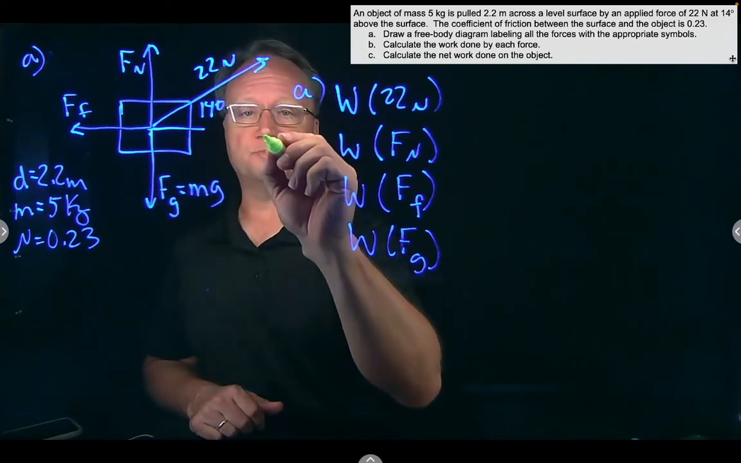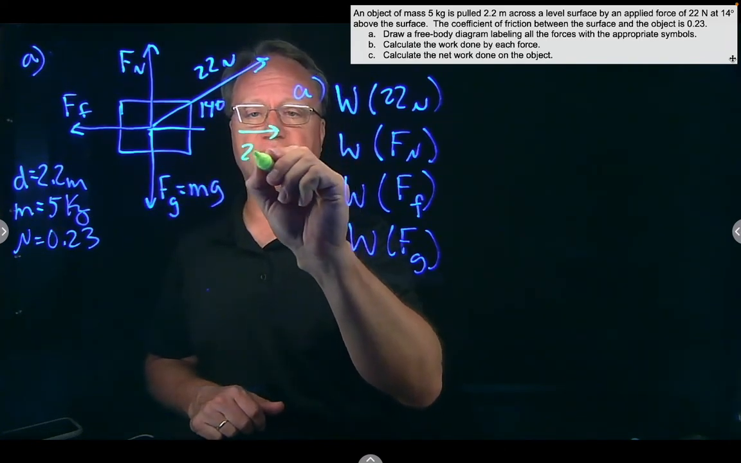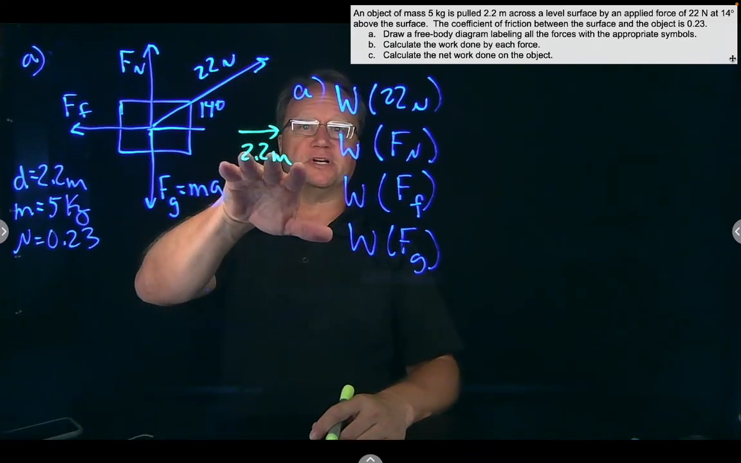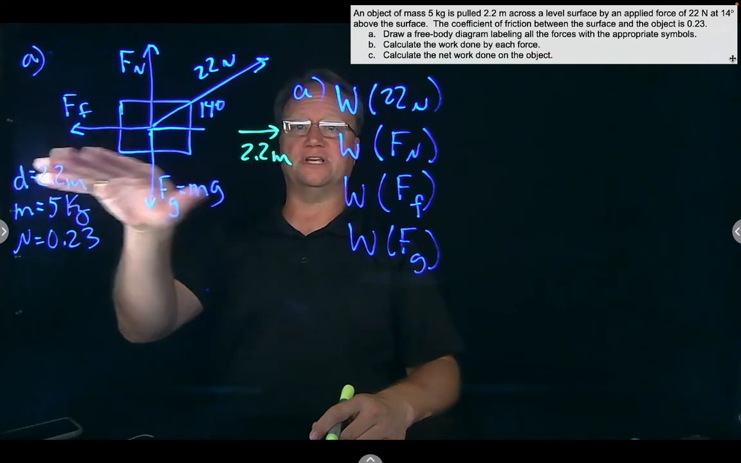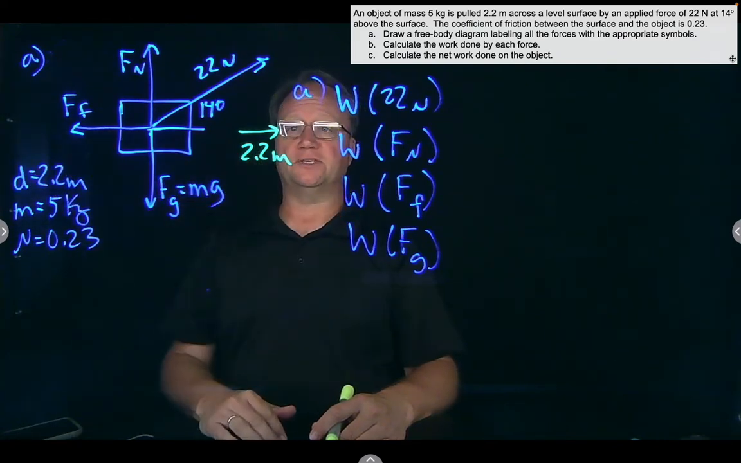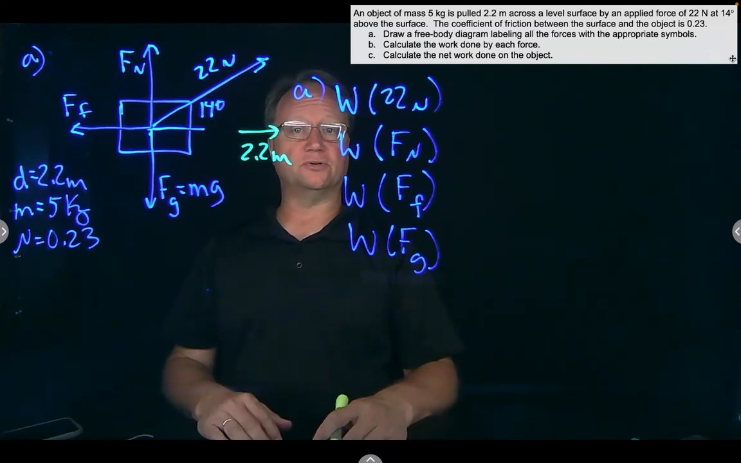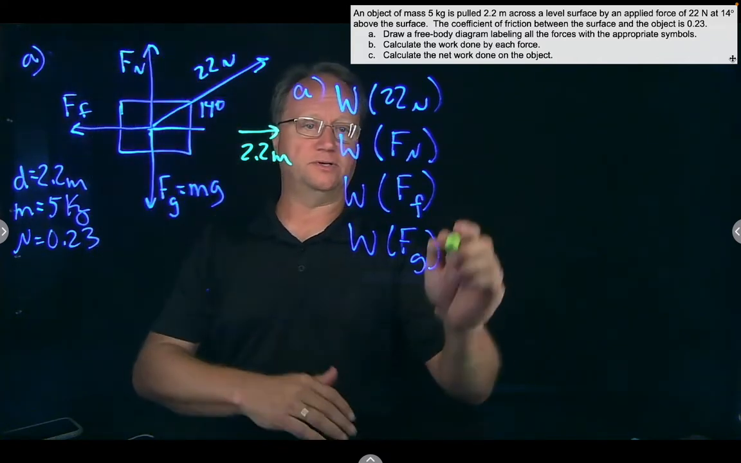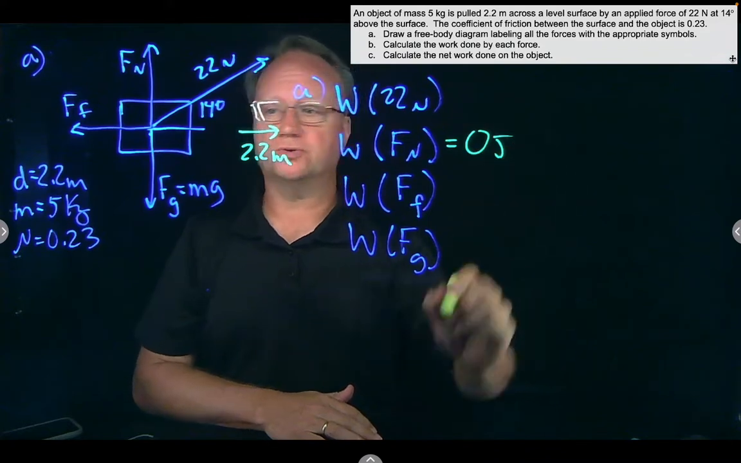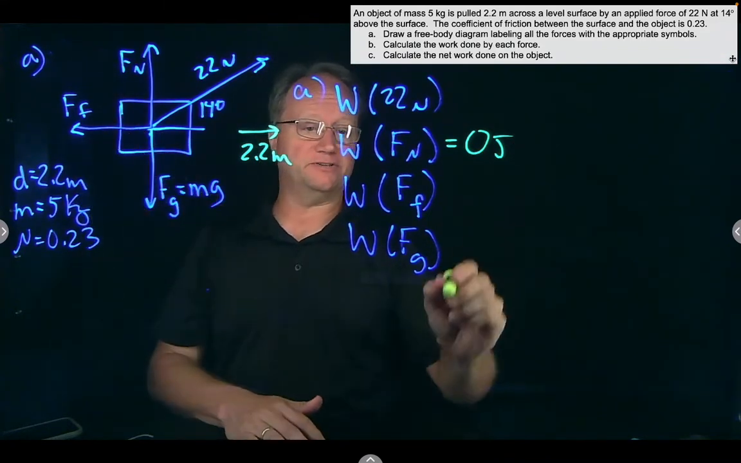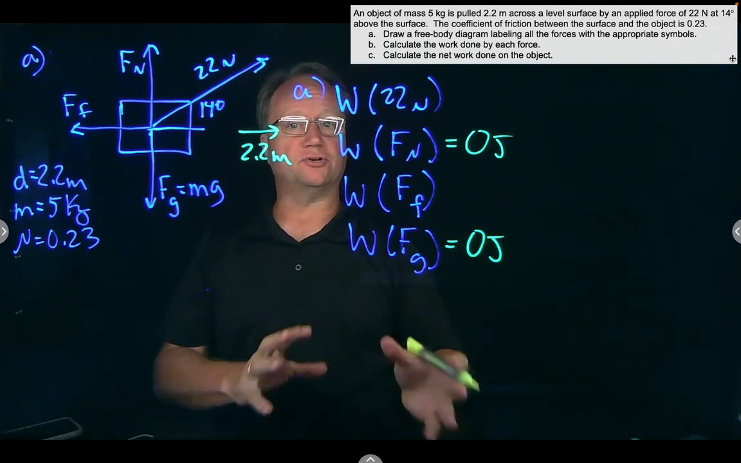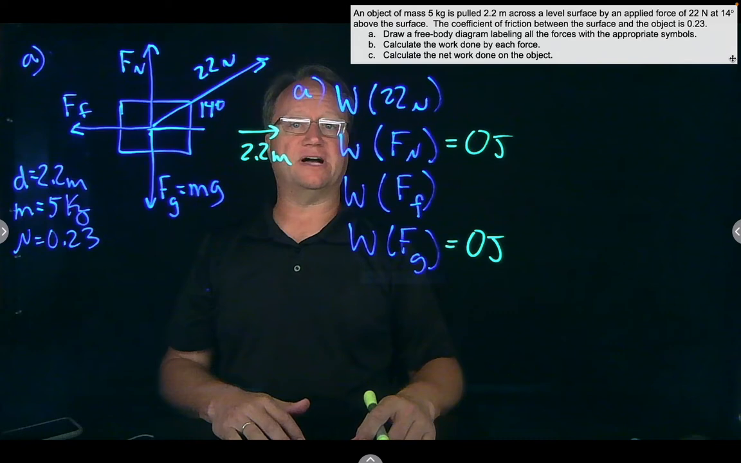So I'm going to note our displacement. Our object's going to move 2.2 meters in this direction. So the direction of the displacement is horizontal. So any force that is horizontal or has a component that's horizontal, we're expecting a number for. Anything that doesn't have a horizontal component will not do any work. So the normal, it is completely vertical, 0 joules. The weight, it is completely vertical, 0 joules. Always check so that you're not trying to calculate things that you're not going to get values for.